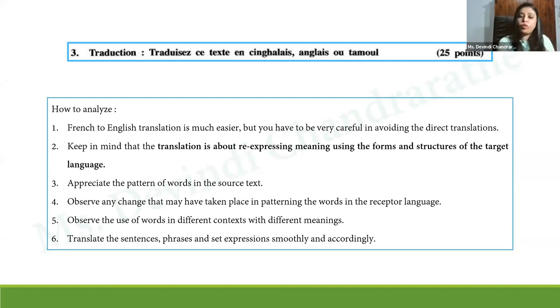You have to remember that. So that is where you are losing marks in translations, okay? So make sure you tackle that correctly, appropriately. And French to English translation is much easier, but you have to be very careful in avoiding the direct translation. That is what I told you here.